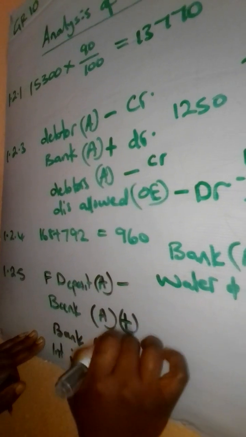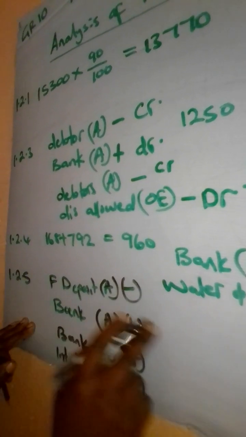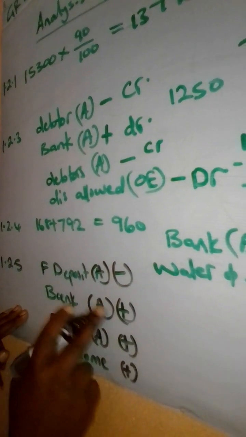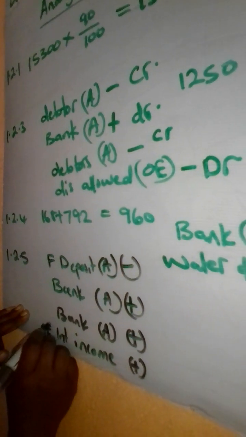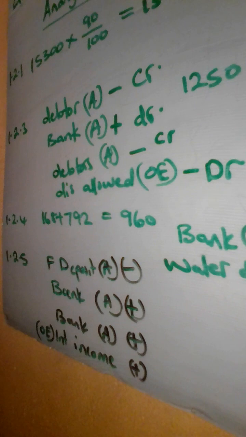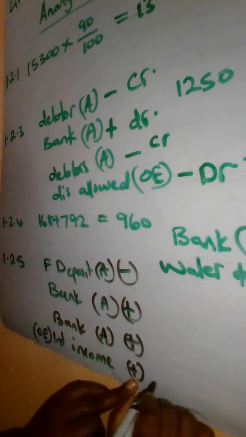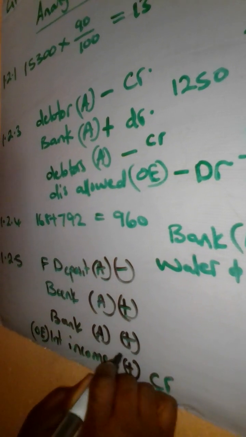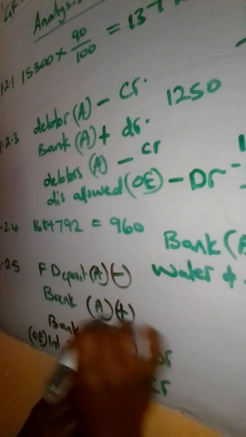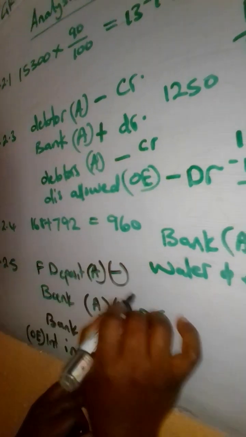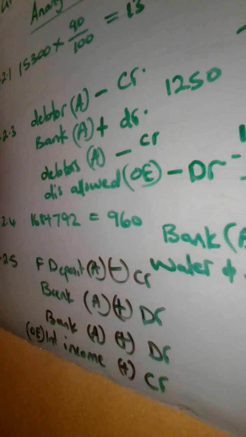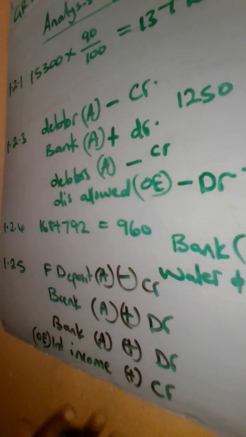So fixed deposit is an asset, bank is an asset, and interest income is owner's equity. Let me write it here. Owner's equity is increasing. Owner's equity increases on the credit side. Bank increases on the debit side. The fixed deposit is an asset decreasing, and it decreases on the credit side. I hope you fully understood me here.